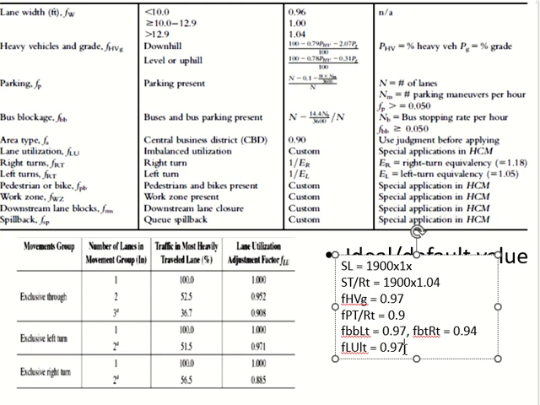Then we have a factor for right turning and a factor for left turning. Obviously one lane has right turning and the other has left turning, so we will use both these factors. The ratios are 1 upon 1.18 and 1 upon 1.05. How much is it? Factor for left turning is 0.95, and 0.85 is for the right turn.